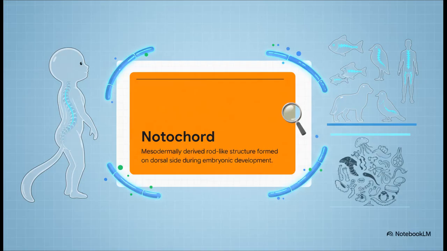And the last big tool in our sorting kit is the notochord. It's essentially a rod-like structure formed on the back or dorsal side of an embryo, kind of like where your own spine sits. This single structural rod literally separates the chordates, which eventually includes animals with backbones, from the non-chordates, which make up the vast majority of the invertebrates we're looking at today.